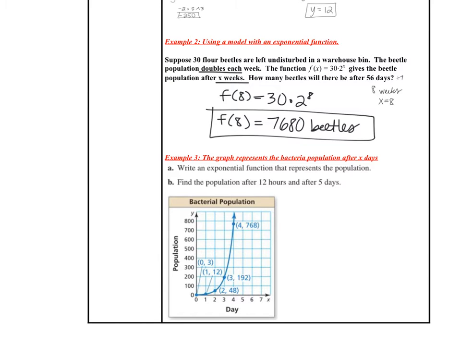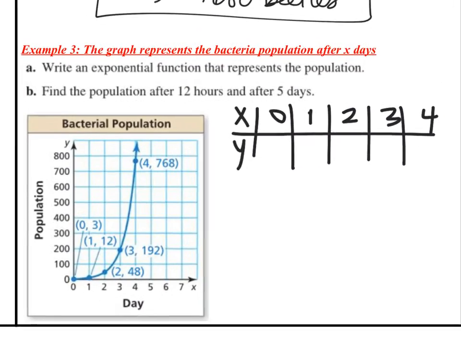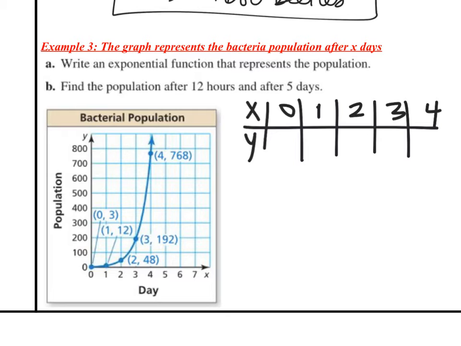So I'm going to make a table for x and y. And we have x values at 0, 1, 2, 3, and 4. And look at your graph, and we should know our y values. So it tells us that at 0, the y value is 3. On the graph at 1, it's at 12. 2 is at 48. 3 is at 192. And 4 is at 768. I'm just getting those points from the grid.